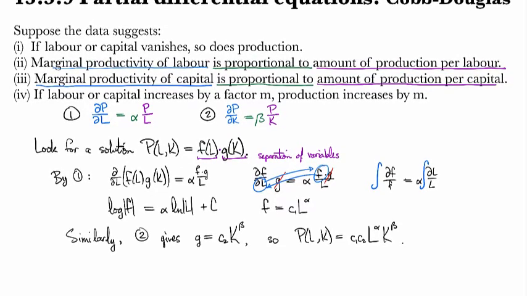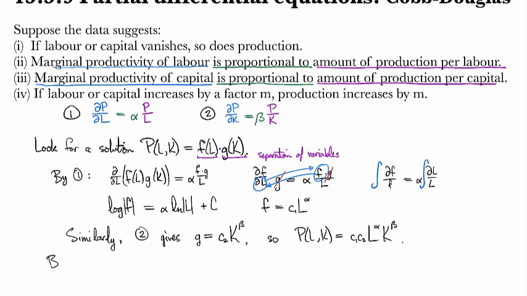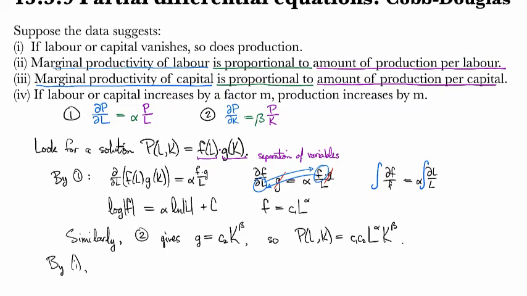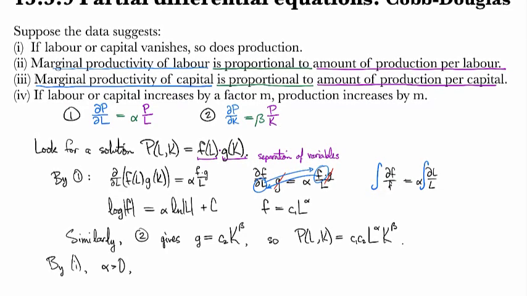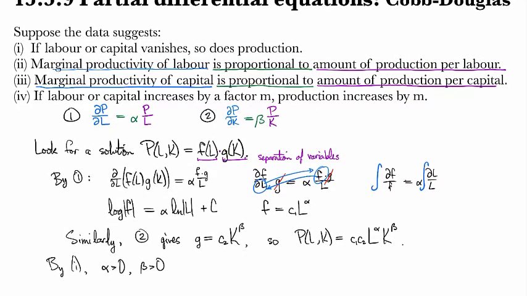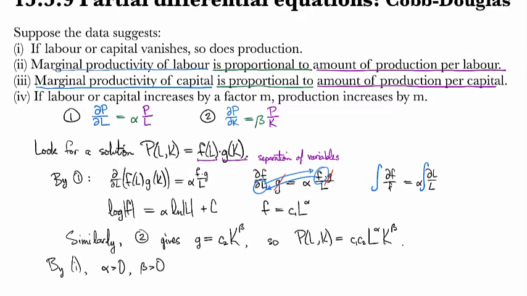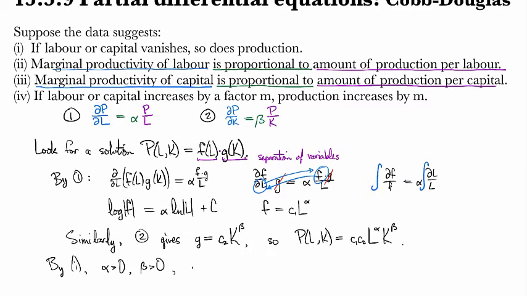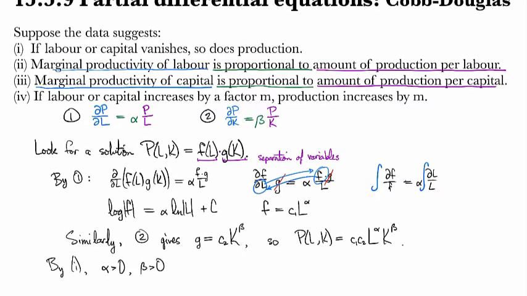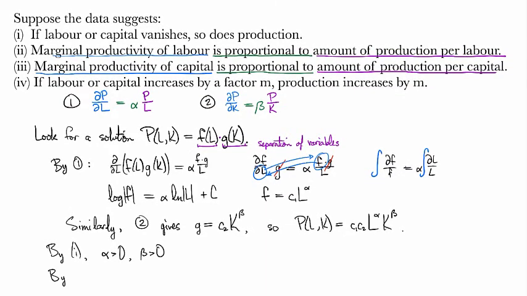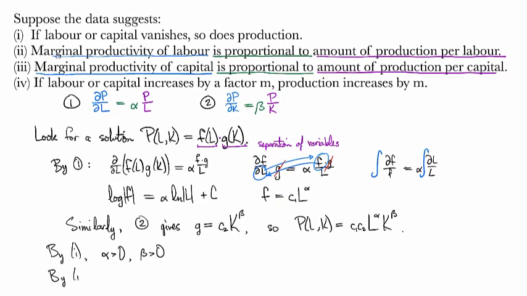And now if we look at the first condition that we're assuming, we can see that alpha has to be positive and beta has to be positive, because otherwise this function would become unbounded as L or k tends to 0. And I guess the last thing to do is to see what we have from the fourth, if I can remember how to do Roman numeral 4, the fourth criteria.